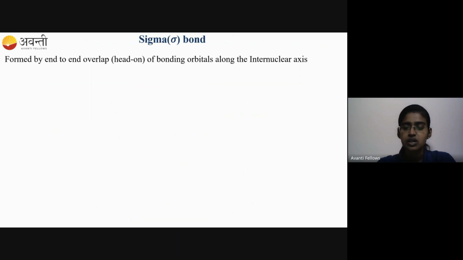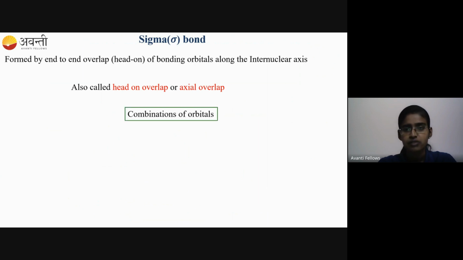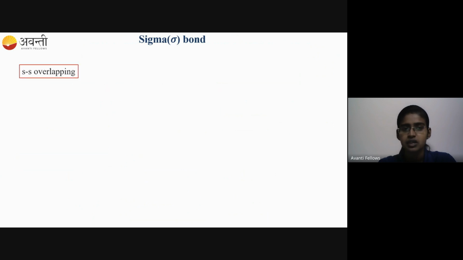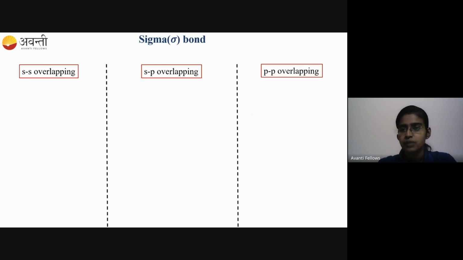It is also called head-on overlap, or axial overlap. Combinations of orbitals can be s-s, s-p, and p-p. So these three combinations will give rise to the head-on overlap, and that leads to the formation of sigma bond. Okay, we will see one example for each type: s-s overlapping, s-p overlapping, and p-p overlap.